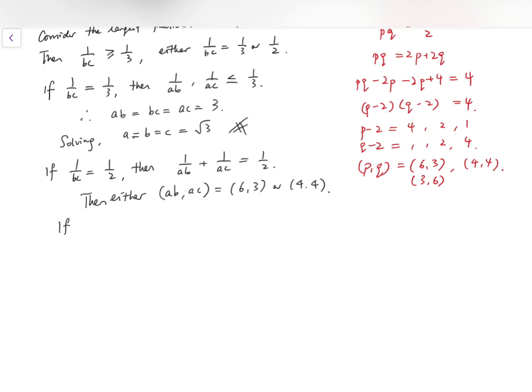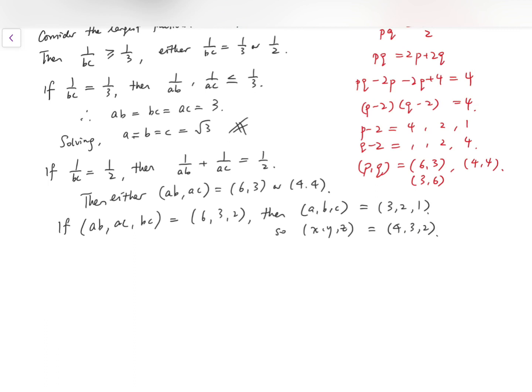Now I can solve. I should put this first. If it's 6/3/2, then if you solve it, you will get 3/2/1 for ABC. So xyz is 4/3/2 and its permutations. So here are some solutions.